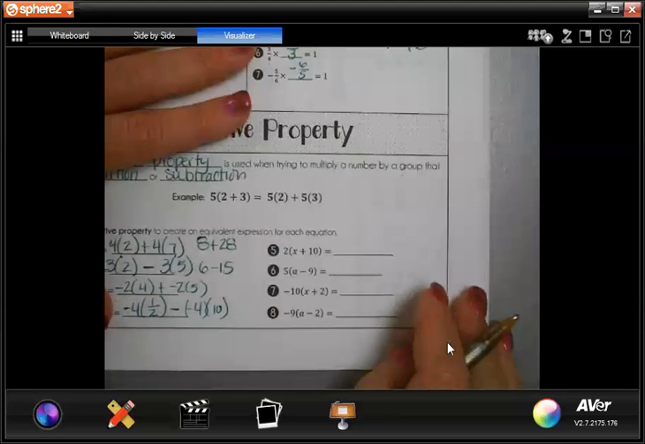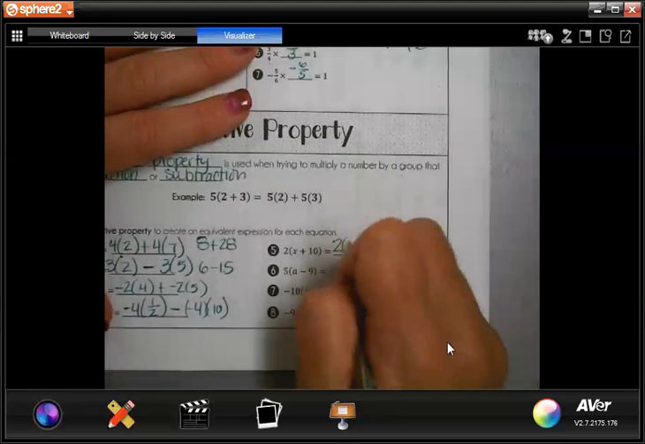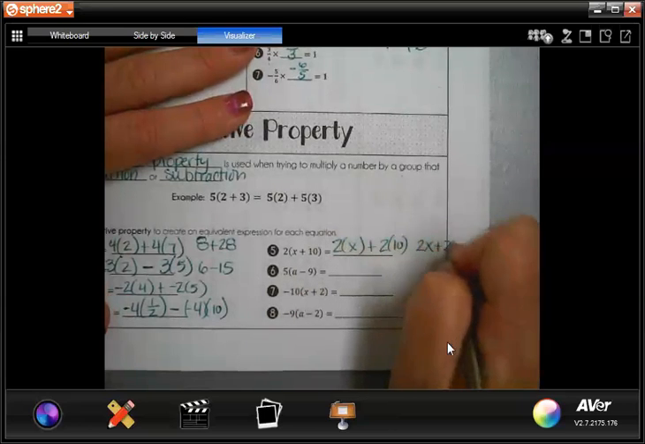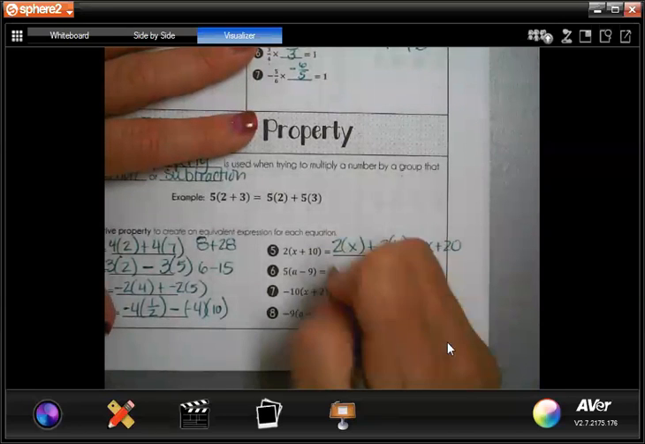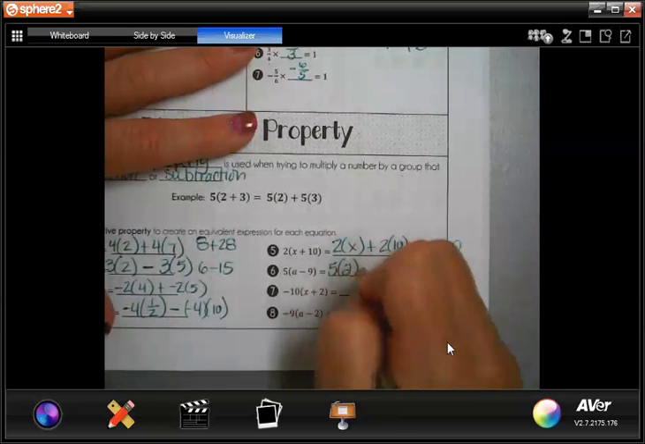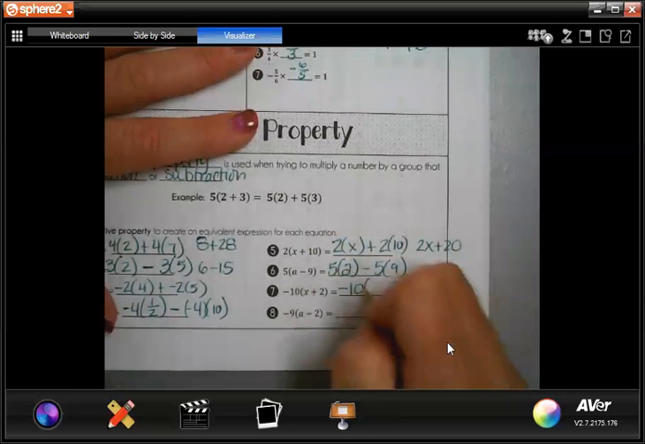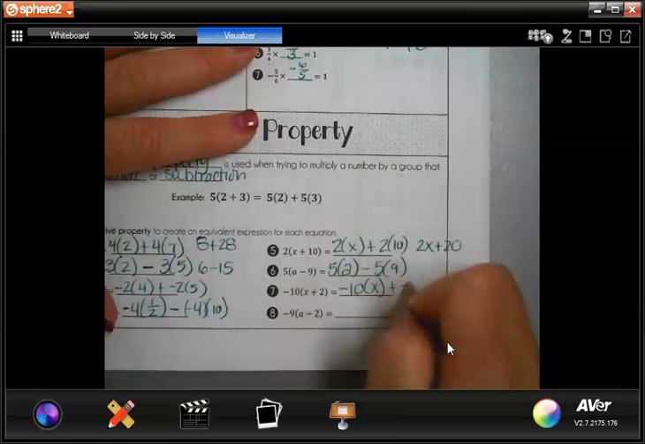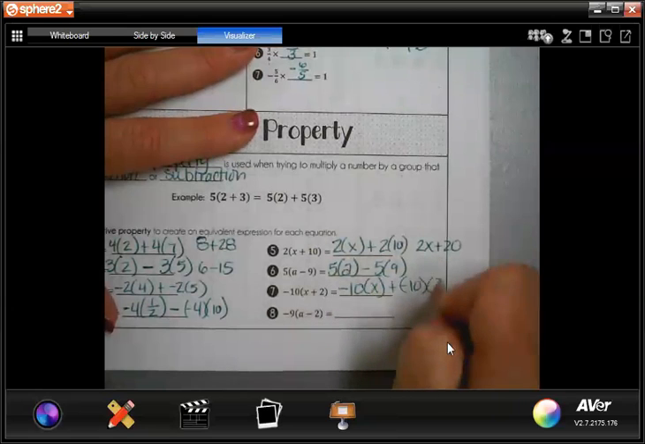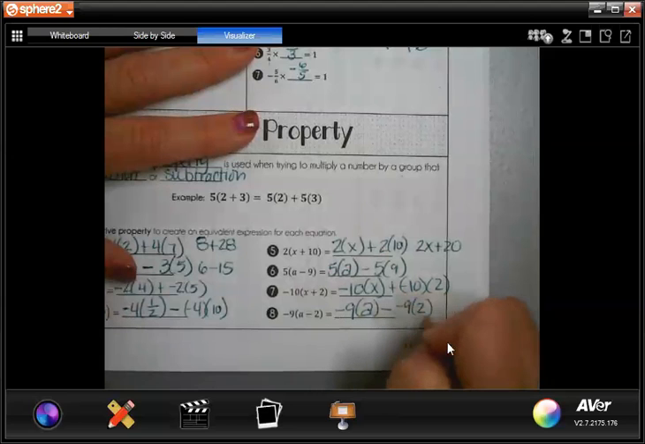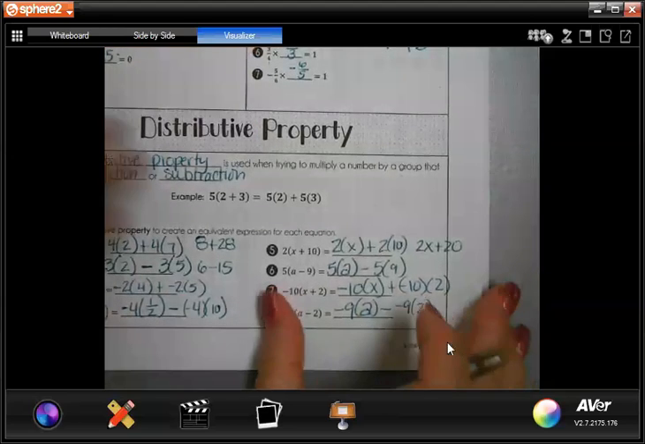Ooh, now we get into our variables. This would be 2 times x plus 2 times 10, which would be 2x plus 20. This would be 5 times a minus 5 times 9. This would be negative 10 times x plus negative 10 times 2. And this one could be negative 9 times a minus negative 9 times 2. Okay, so that is what the distributive property is all about.